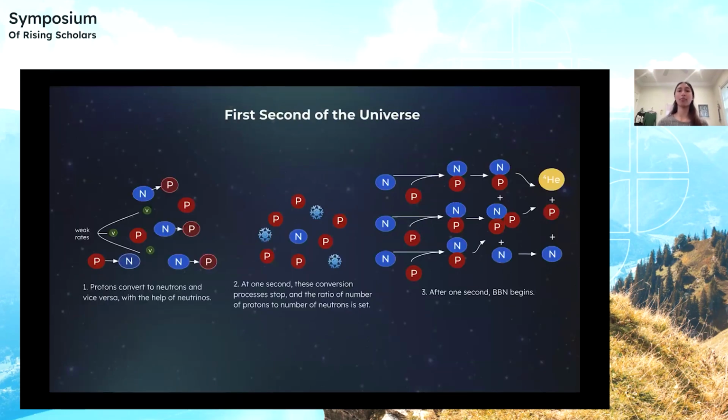This is a particle diagram that my partner and I both made, and it basically models the first second after the Big Bang happened. So after the Big Bang, the protons converted to neutrons and vice versa with the help of neutrinos. And at 1 second, these conversion processes stopped, in a process known as the freeze out. This is when the universe started to cool down, and so the likelihood of protons and neutrons interacting became less and less. This set up the ratio of the number of neutrons to the number of protons. After 1 second, these neutrons and protons fused together to create even lighter elements.